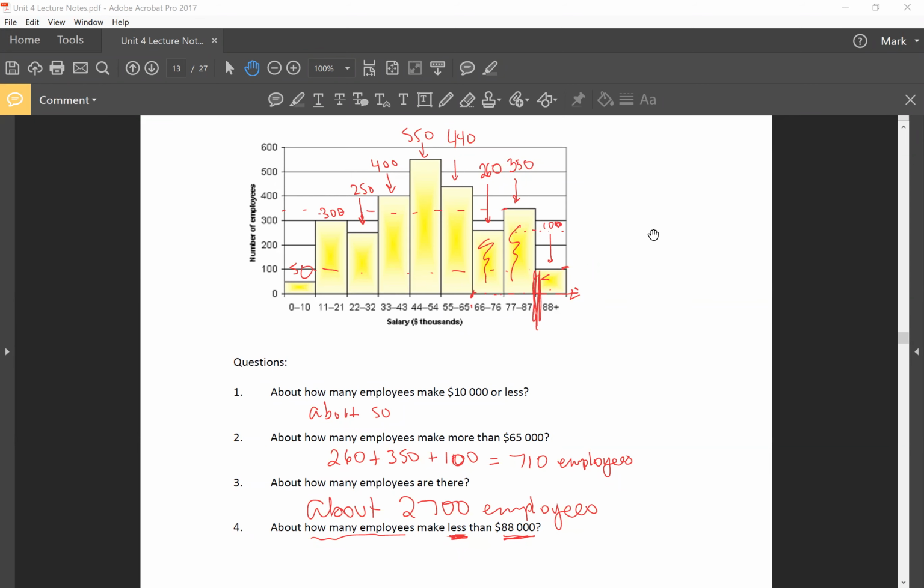A lot of you guys are probably tempted to just add all of these up again, which you can. There's no problem with that. But if I know that there's 2,700 employees and I just take away the last group, it would give me 2,600. For anybody who doesn't get that, you can just add up all of these. It's more work, but I don't care. If you do this on a test, it doesn't matter how you get the answer as long as you didn't cheat. But you guys don't cheat, that won't be an issue.